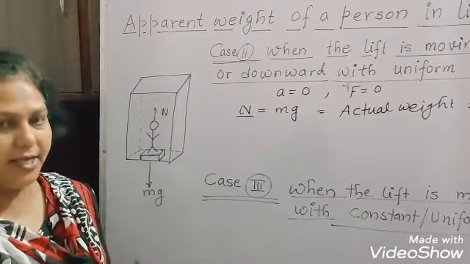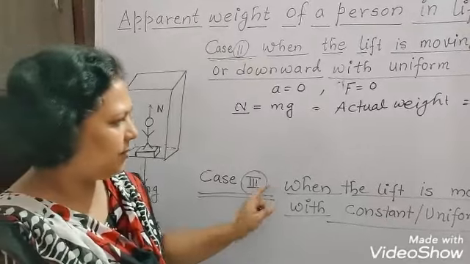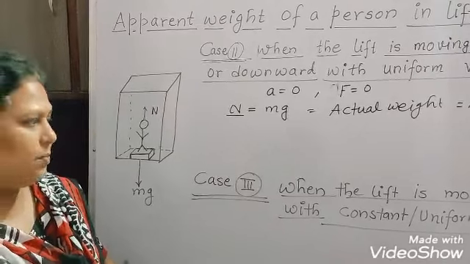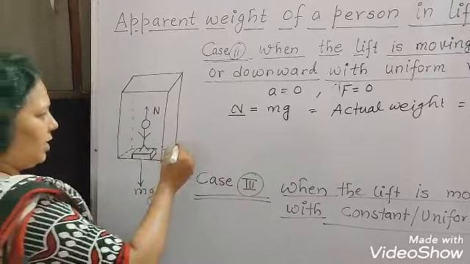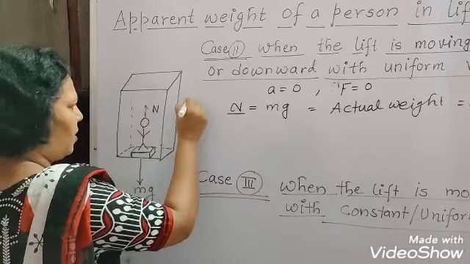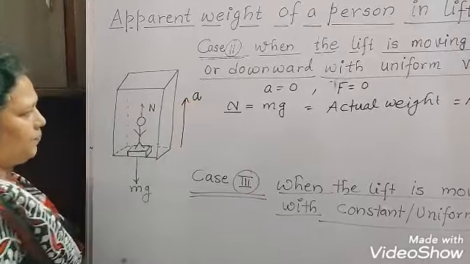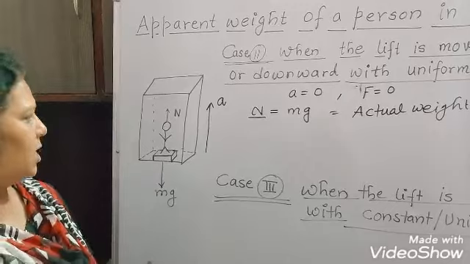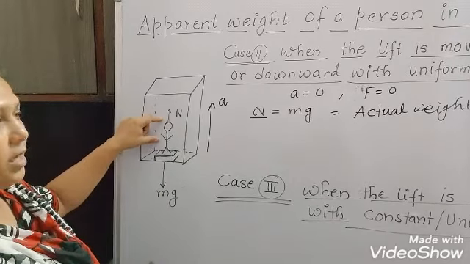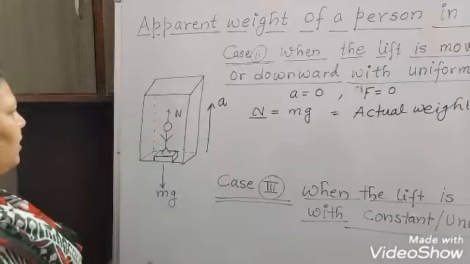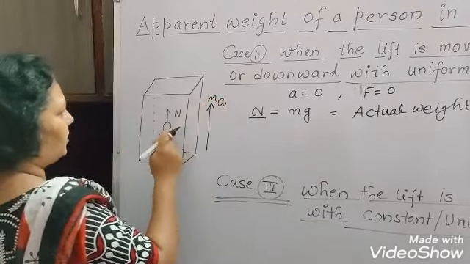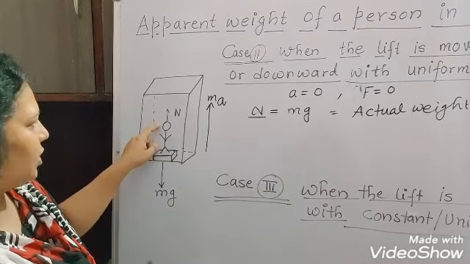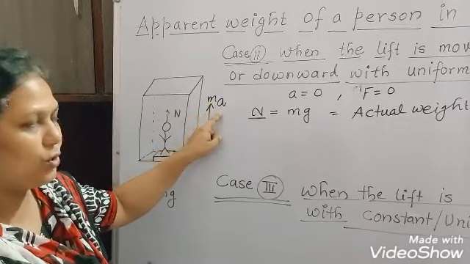Next we'll see the third case, case 3. When the lift is moving up with constant uniform acceleration, that means the lift is moving up with acceleration a. That means the force which is working on the person is ma. M is the mass of that person. So the force which is working here is m into a.